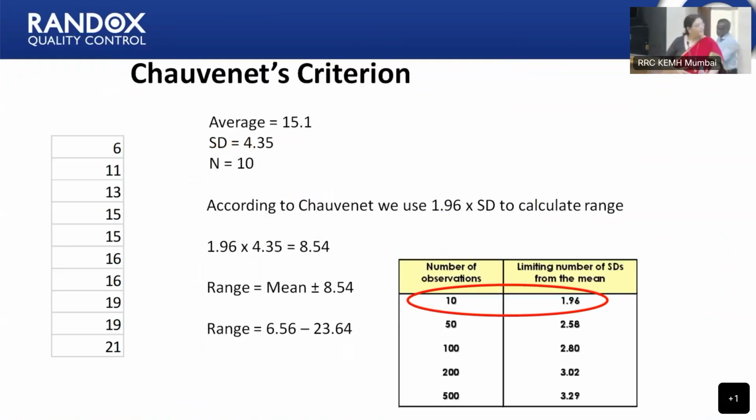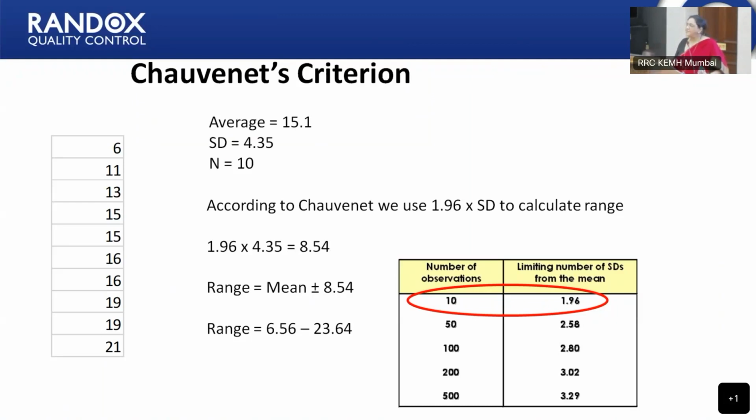For example, this is a set of 10 data. According to the sharpness criteria, if at least 10 data are used, then the SD factor should be 1.96. From the data, the average is calculated, the SD is calculated, and the factor 1.96 is applied, multiplied with the SD, and that derived figure is used as the range from the mean, plus and minus that specific value.